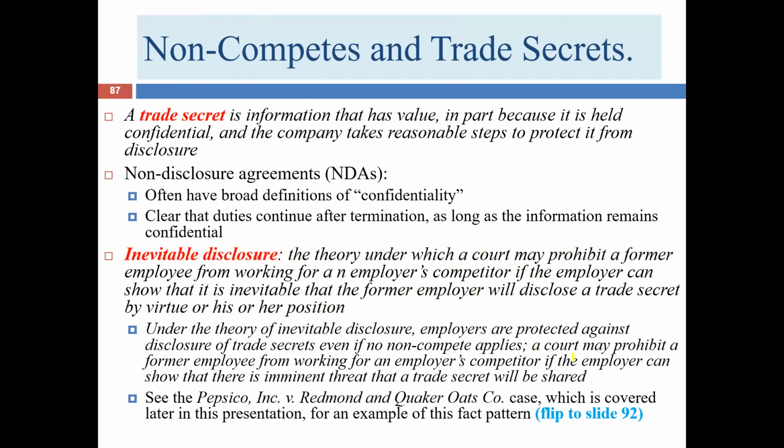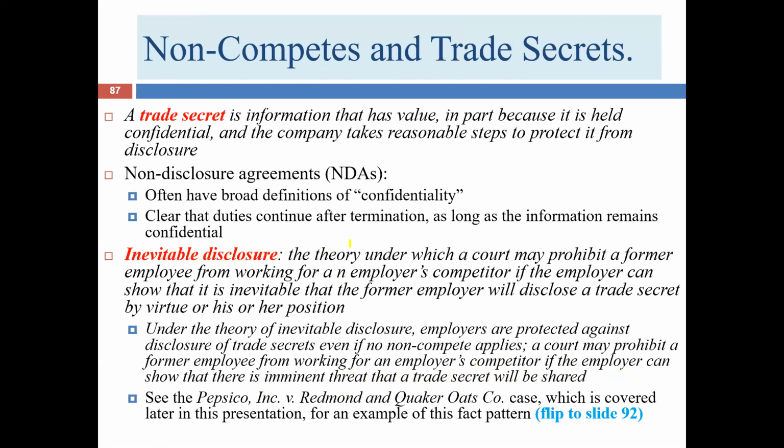So here we continue on. A court may prohibit a former employee from working for an employer's competitor if the employer can show there is an imminent harm that a trade secret will be shared. Now, courts don't apply the inevitable disclosure doctrine when there isn't an underlying non-compete frivolously. There need to be some pretty strong facts, because again, the ideas of freedom of contract and things along those lines are really important concepts.